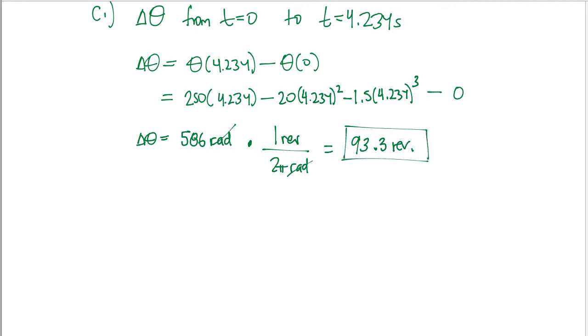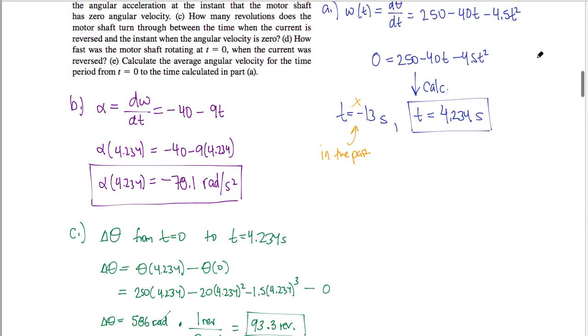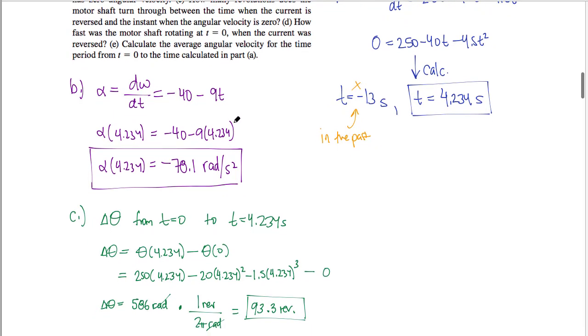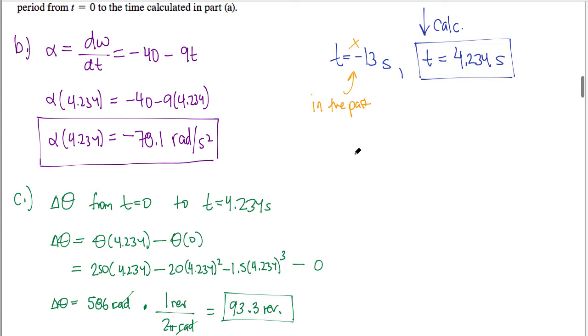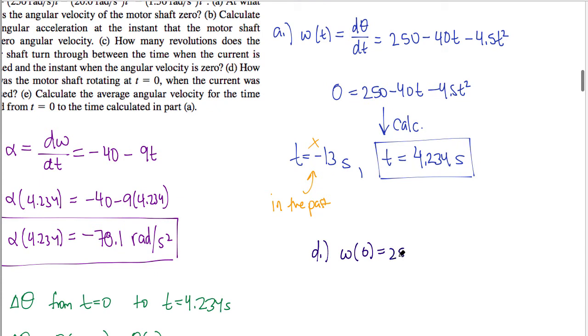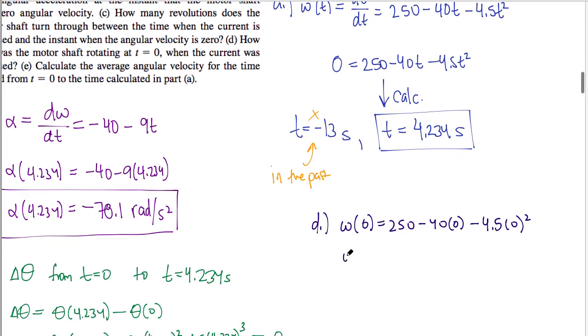So that's part C. Now backing up to look at part D, it asks how fast the motor shaft was rotating at t equals 0. To find this, I want the instantaneous angular speed or angular velocity, so I want omega of 0. I take my omega function that I found right here, 250 minus 40 times the 0 for time, minus 4.5 times the 0 squared, and I see that my initial angular speed is 250, in units of radians per second.